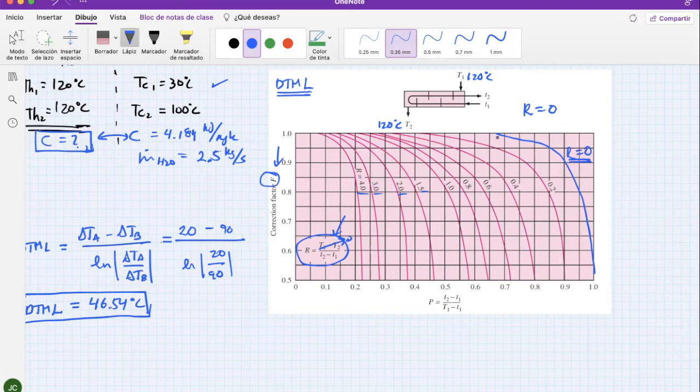So it starts to get a little bit off for this method. Now for P, you can actually calculate P. I think you can calculate it. And this P would be around 100 minus 30 divided by 120 minus 30. Okay, so this will give me 0.7077. So yeah, I can locate myself kind of around here.